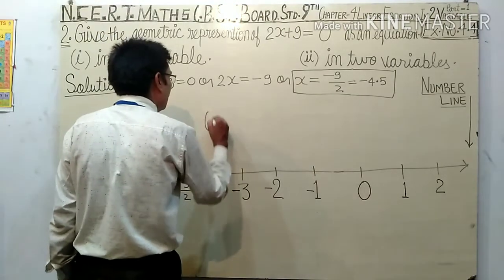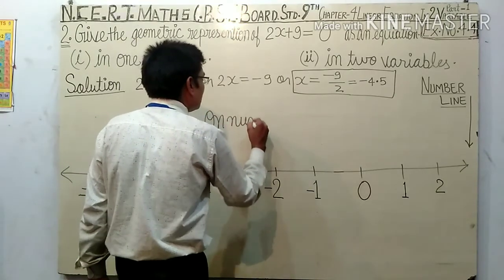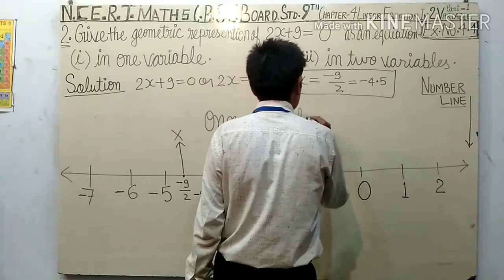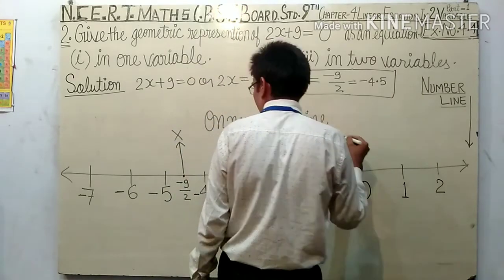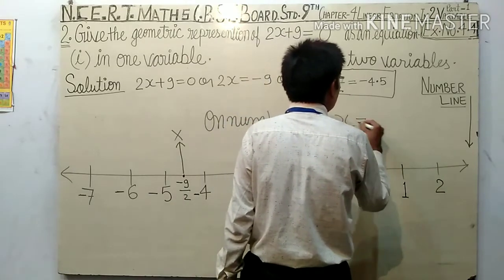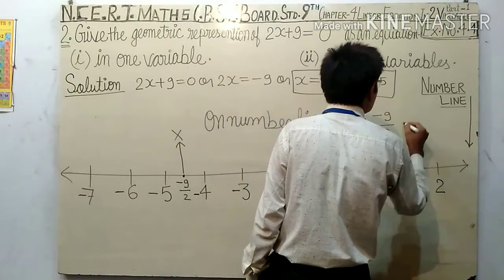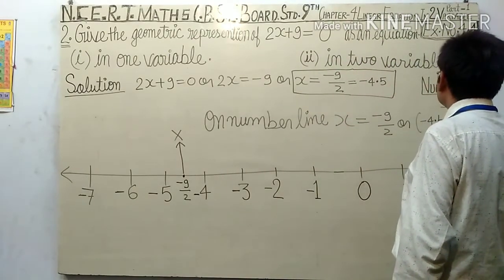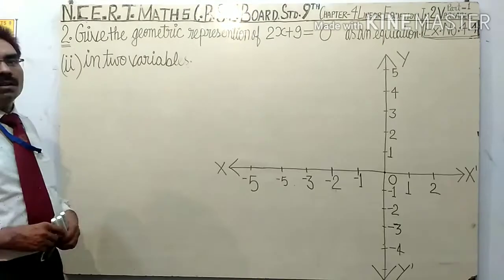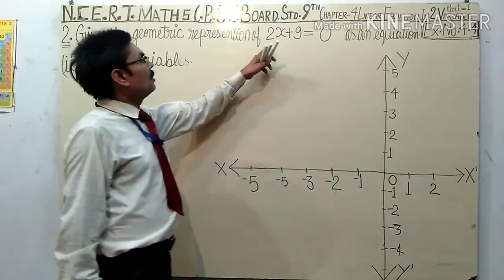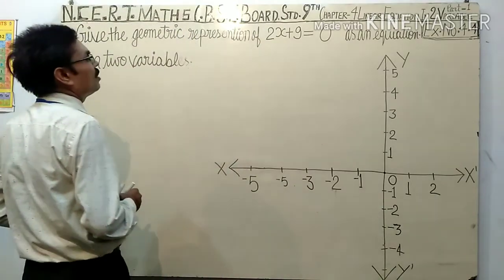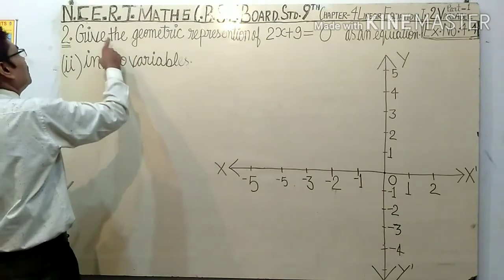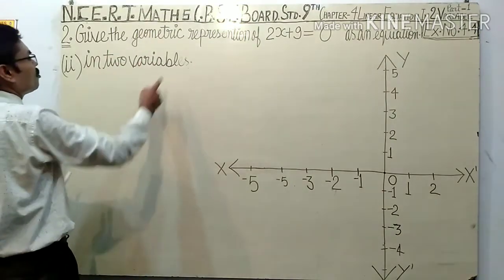Now we will write on the number line x equals -9 by 2 or -4.5. So take a photograph. Now students, to the same equation 2x plus 9 equals 0, we have to give the geometric representation in two variables.